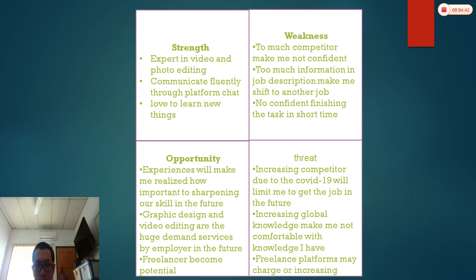Okay, next we move to the weakness. For the weakness, too many competitors make me not confident. As you can see, what I try to describe is that when I see too many competitors at a contest or project, I feel not confident to get a job, because I think most of the people who enter this contest or project are better than me, better than me in terms of knowledge and skill.